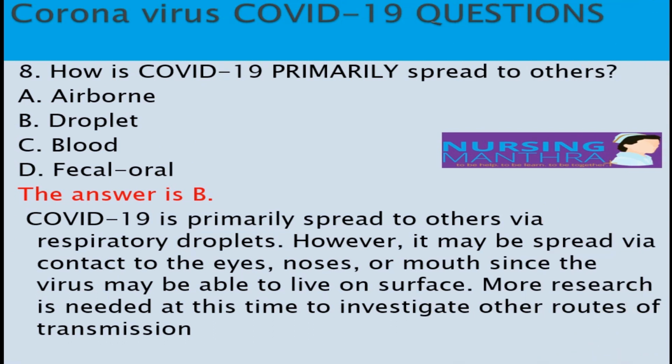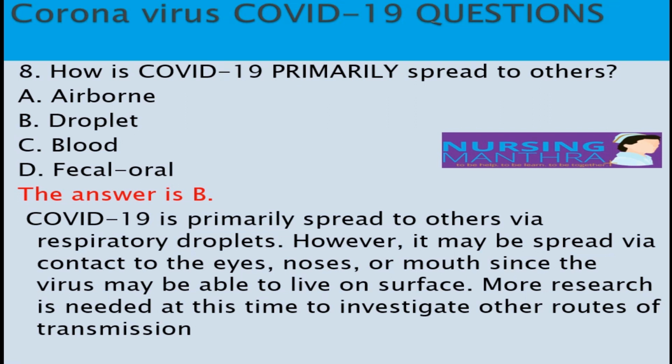Question number 8. How is COVID-19 primarily spread to others? Airborne, droplet, blood, or fecal oral? So the answer is B, droplet. COVID-19 is primarily spread to others via respiratory droplets. However, it may spread via contact to the eyes, nose, or mouth, since the virus may be able to live on surfaces. More research is needed at this time to investigate other routes of transmission, like contact transmission.